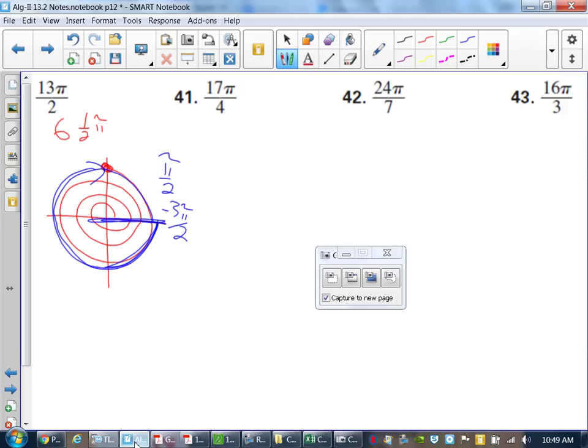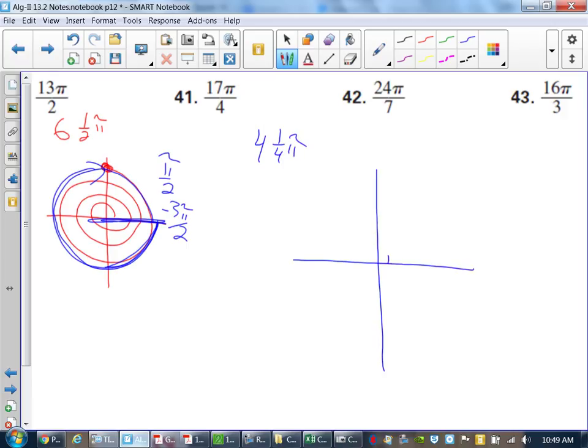Okay. 4 goes into 17 how many times? How many are left over? 1. So this is 4 and 1/4 pi. 1 little, 2 little, 3 little pi, 4 little. Pi over 4, that's halfway between 0 and 90, isn't it? It's 45 degrees.